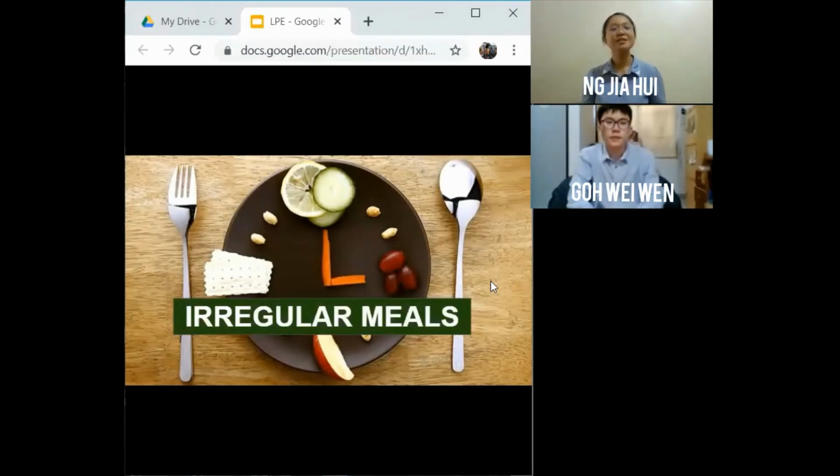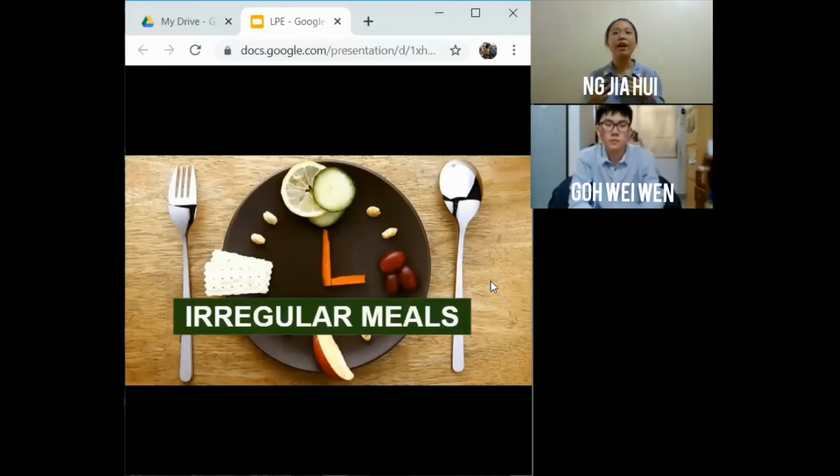Thank you, Wei Wen. So now let's continue the presentation. Besides overeating, irregular meals is also considered as one of the unhealthy eating behaviors, which happens very commonly nowadays among the modern population, especially university students and working adults. They always give excuses to skip their meals, such as rushing to class or work every morning, being busy with their work until they have no time to eat, and the desire to lose weight.